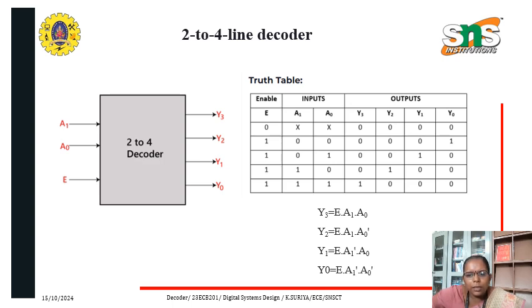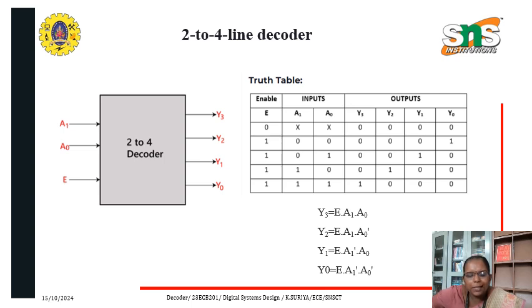So when enable input is high and A1 and A0 is 0, 0, the output Y0 will be 1. When enable input is 1 and the input combination is 0, 1, the output Y1 will be 1. And when the input combination is 1, 0, along with the enable input as 1, Y2 will be 1. And finally, when enable, A1 and A0 are all 1, Y3 will be 1.